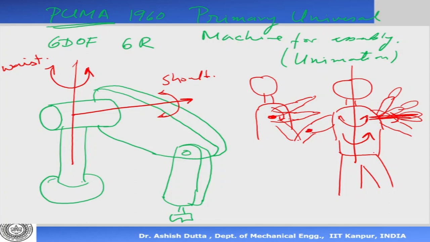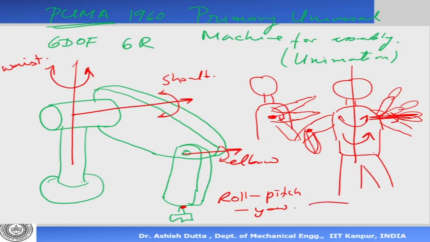Next is the elbow. This is your elbow, so this is my elbow joint. This is also a rotation joint. Now we have the waist, shoulder, elbow, and roll, pitch, yaw at the wrist. So we have a roll, pitch, and yaw axis, like three axes at the wrist. If you look at the human arm, let me give an example here. So this is your hand. Okay, let me draw it sideways.